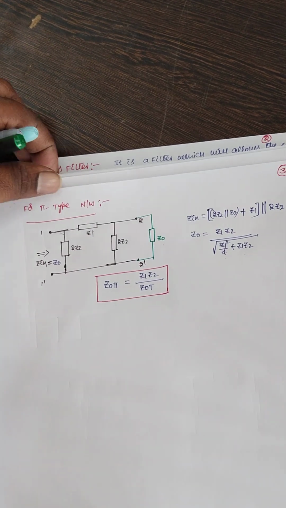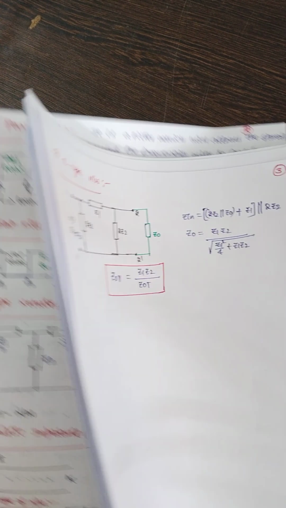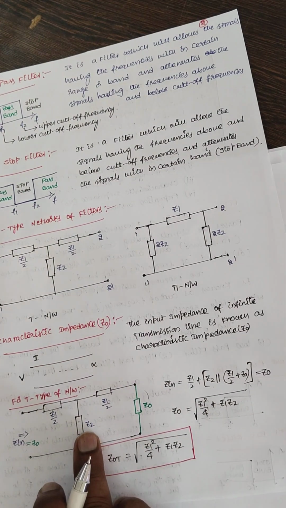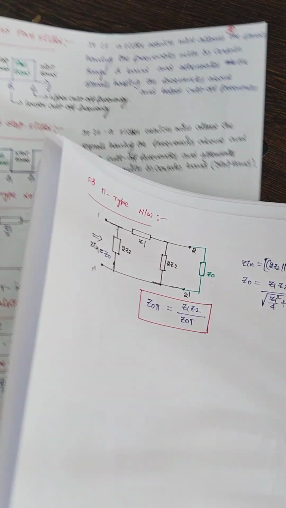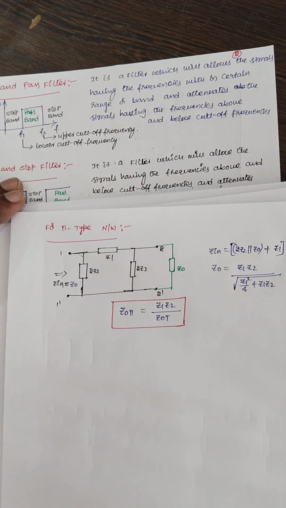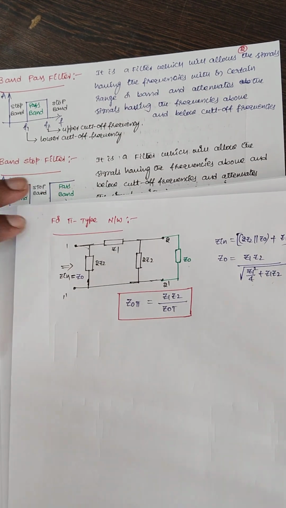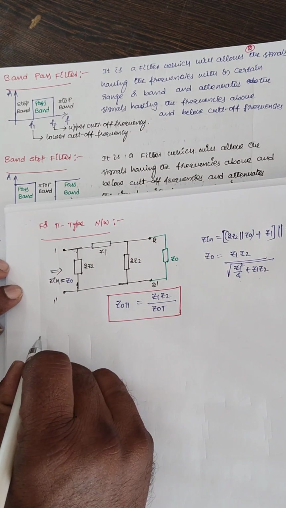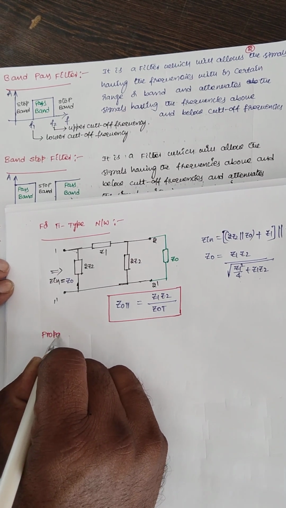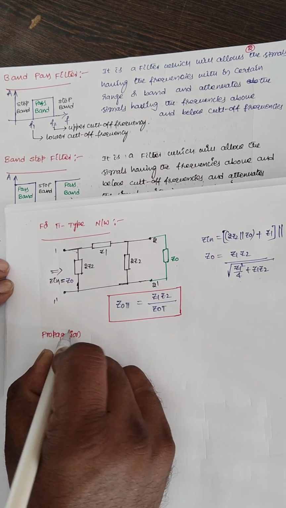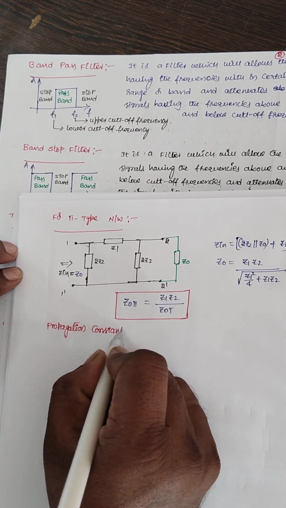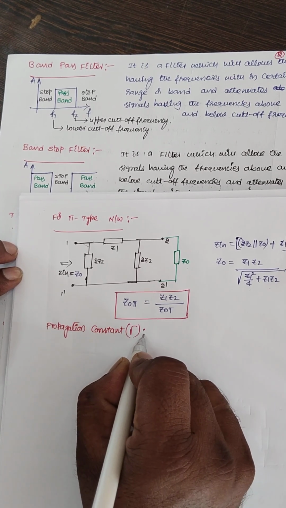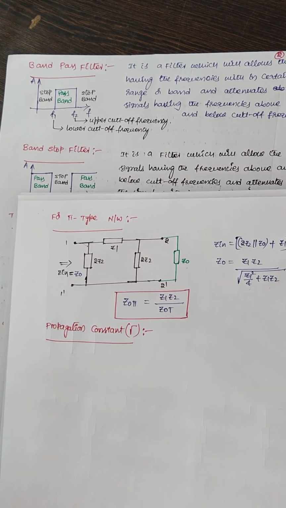Next, we found the characteristic impedances for the T type of network and also for the pi type of network. Next thing here is the propagation constant. Normally it is represented with gamma.